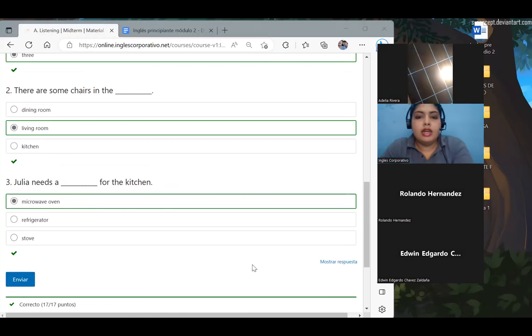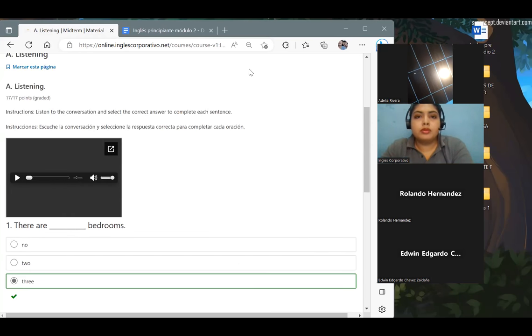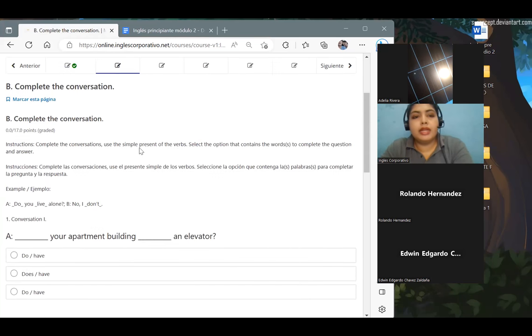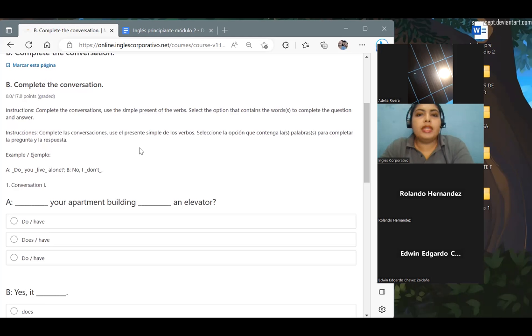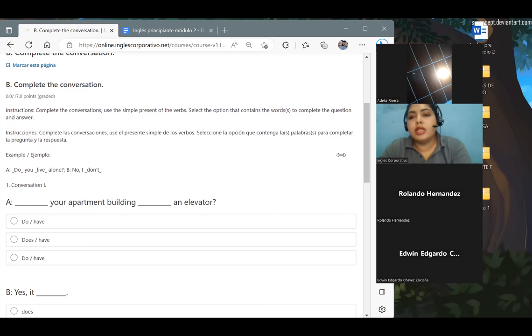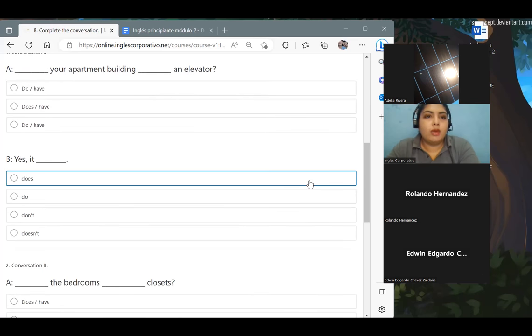Tenemos la primera parte. Let's see the second one. Number two. We're going to complete the conversation. Complete the conversations. Use the simple present of the verbs. Select the option that contains the words to complete the question and answer. Vamos a utilizar el presente simple, ¿verdad? Vamos a ponerlo por acá.